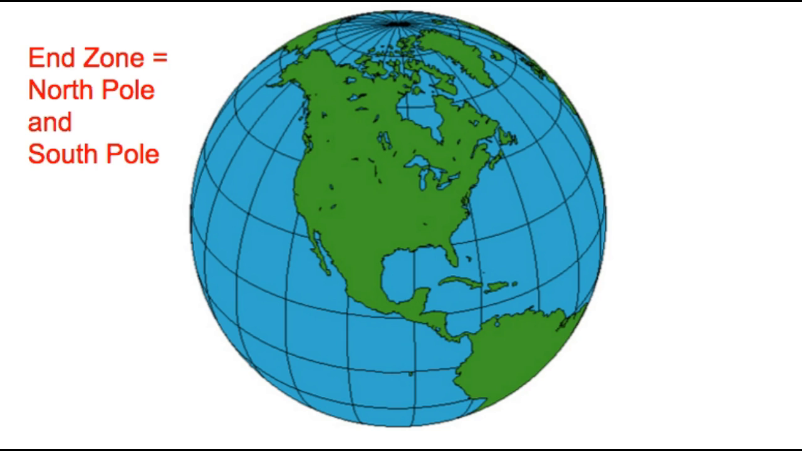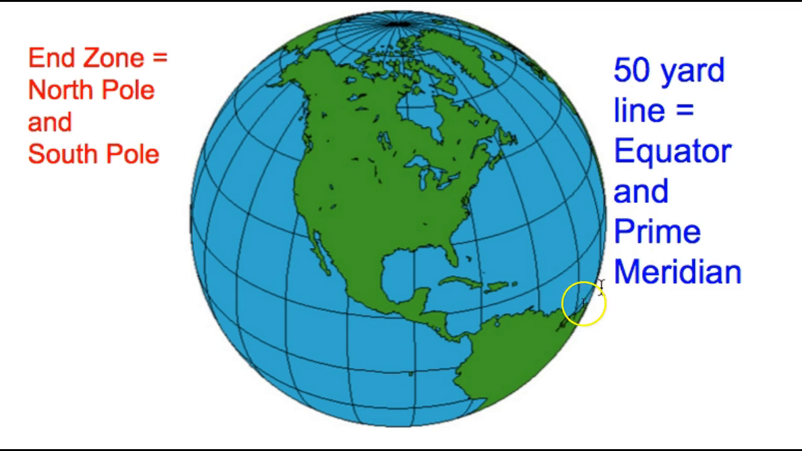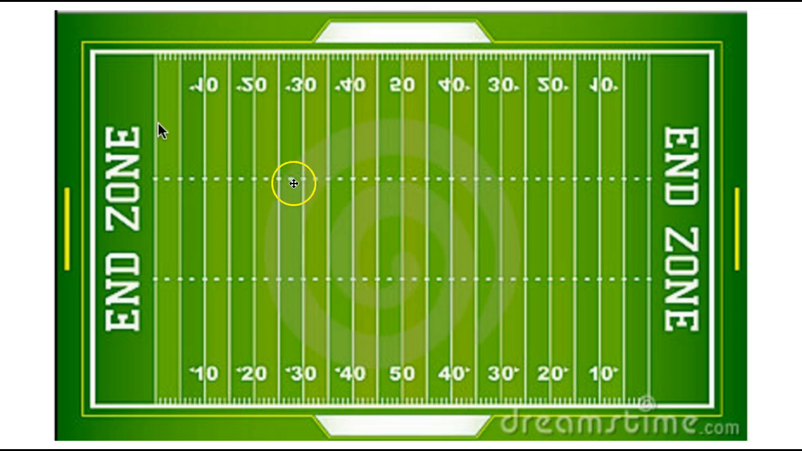Only, instead of end zones, there's the North Pole up here, and then the South Pole down there, which you can't see, Antarctica. And instead of the 50-yard line, we have the equator, which goes around the globe, and the prime meridian, which goes up and down. The numbers are going to be the same on either side of the equator and the prime meridian, just like they're the same at our 50-yard line up to the end zone.